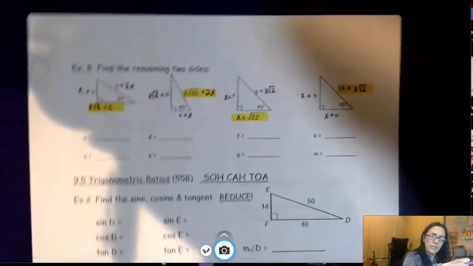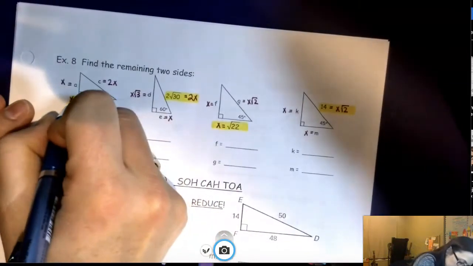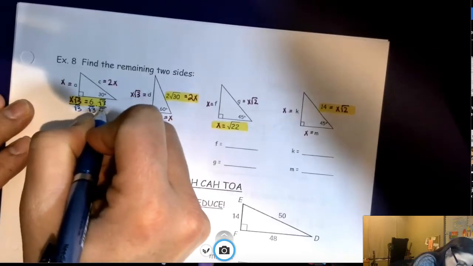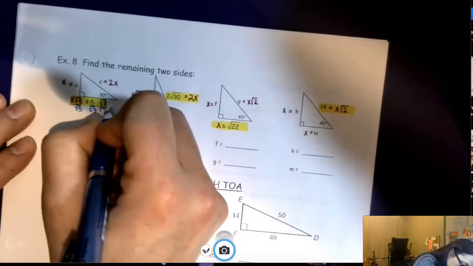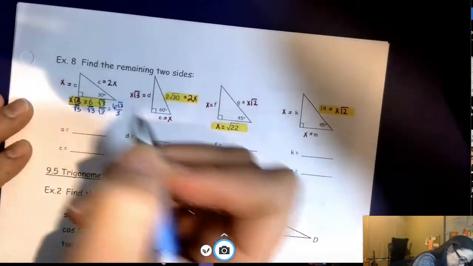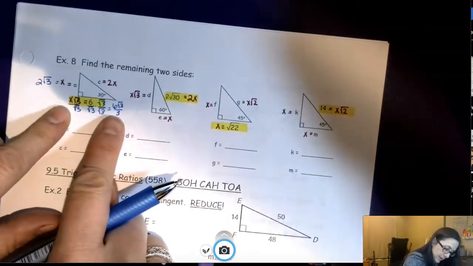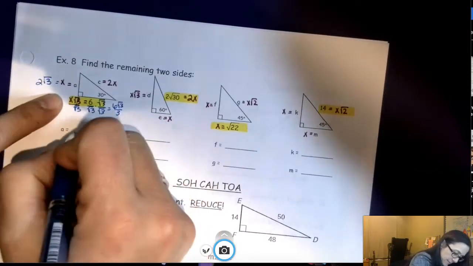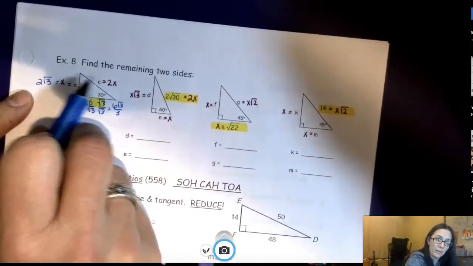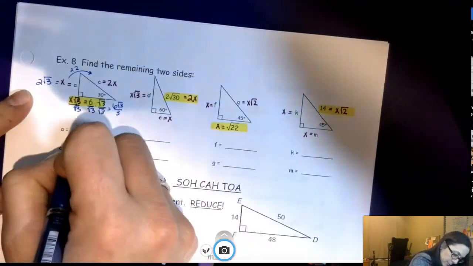I'm going to divide both sides here by root 3. Rationalize my denominator. I end up with 6 root 3 over 3, which is going to be 2 root 3. So when I solve for my x, I end up with 2 root 3, which is a. And to go from my shorter leg to my hypotenuse, I need to multiply by 2. Multiplying by 2, I'm going to get 4 root 3.